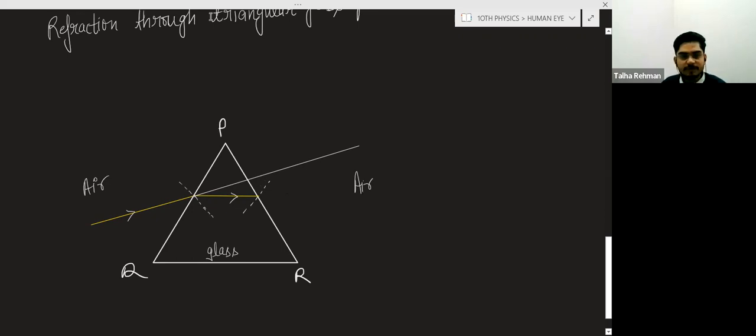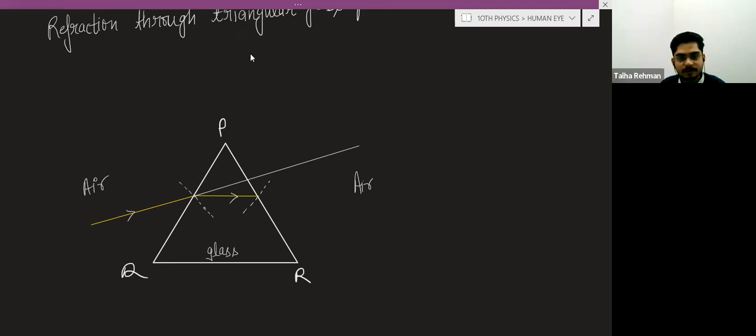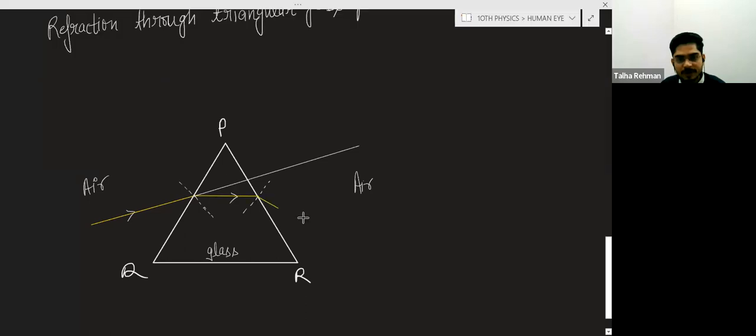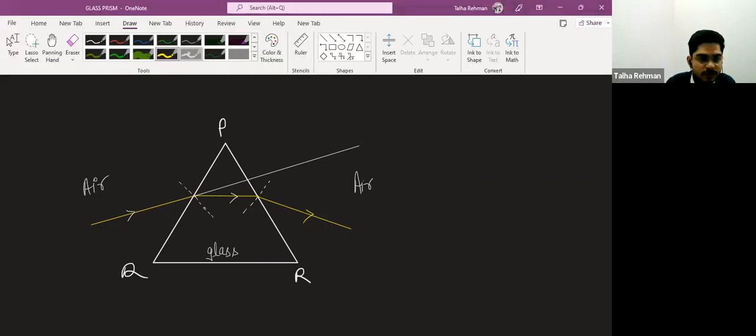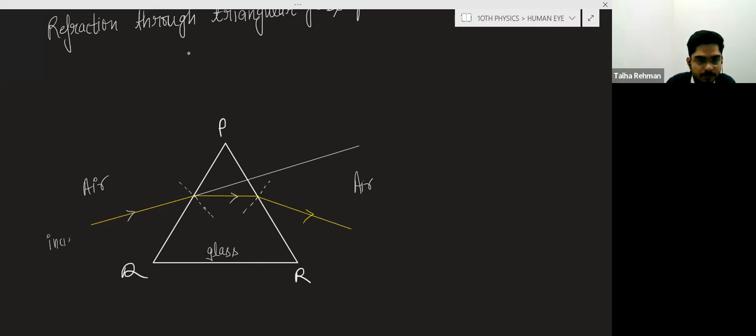So this is the normal. So it will bend away from the normal like this, somewhat like this. So this will basically be the emergent ray. So this is the incident ray. This is the emergent ray.